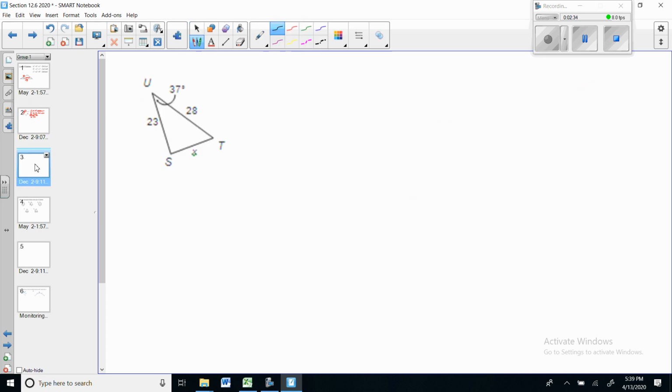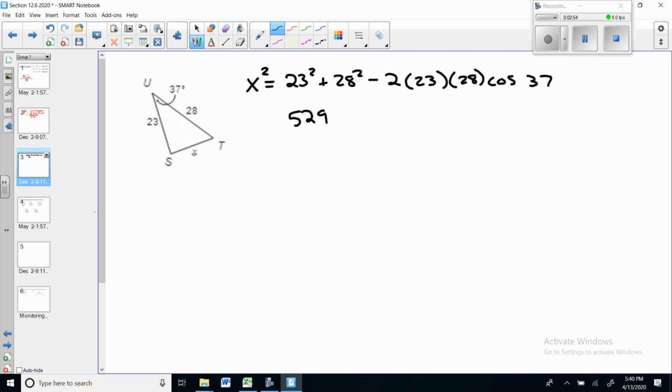Okay, here's another example. x is across from 37, so we're going to let x squared equal 23 squared plus 28 squared minus 2 times 23 times 28 times the cosine of 37. Again, 23 squared is 529. 28 squared is 784. And when I subtract 2 times 23 times 28, that's going to give me 1288.